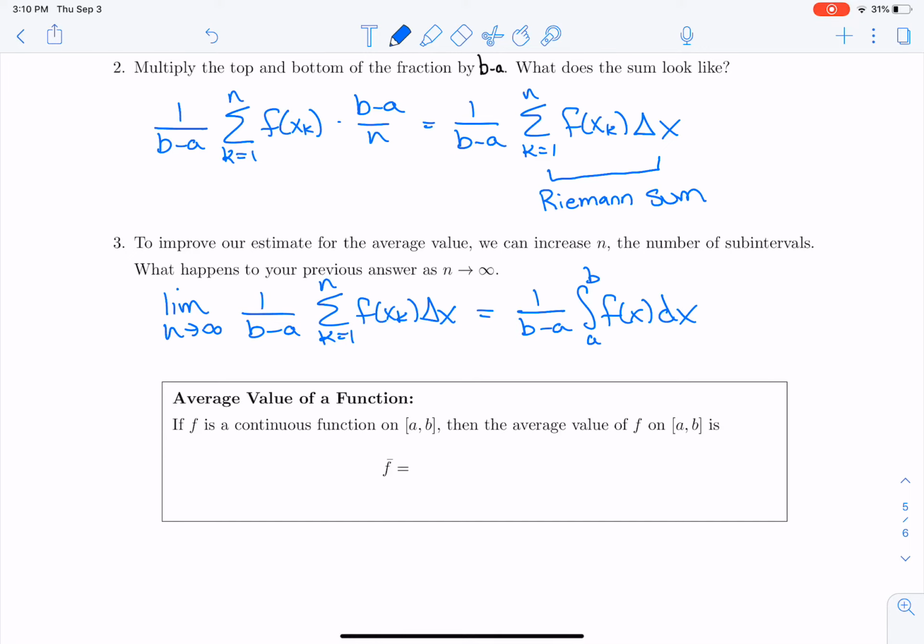So if we have a continuous function from a to b, that's just so that the integral exists, then the average value of that function is going to be 1 over b minus a times the integral from a to b of f of x dx. And we call that average f bar because often we call a mean or an average value of a quantity that letter with a bar on top.